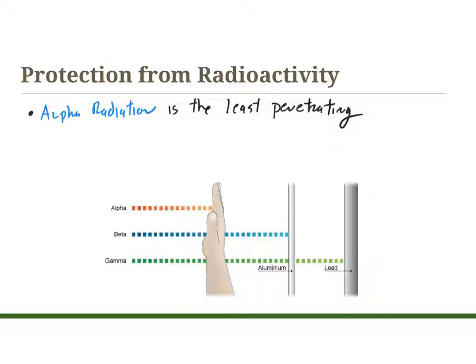So if alpha radiation is the least penetrating, that would make then gamma radiation the most penetrating.